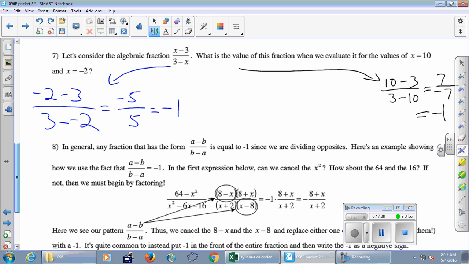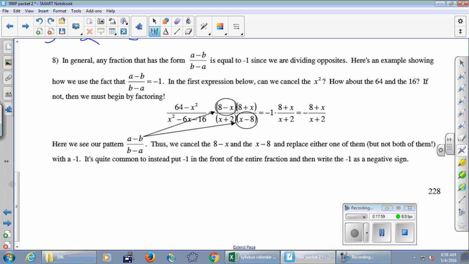So here is the more general pattern right here. A minus B over B minus A. If you happen to see exactly that pattern and only that pattern, you can cross them both off, but put a negative 1. This is the only time we're crossing things off that aren't exactly the same as each other. Every other crossing off we do, things are exactly the same. But here, we're looking for this one specific pattern, A minus B on top, same thing but reversed on the bottom. Cross them off, put negative 1. It needs to be a part of a multiplication. Yeah. So let's see it in practice here.